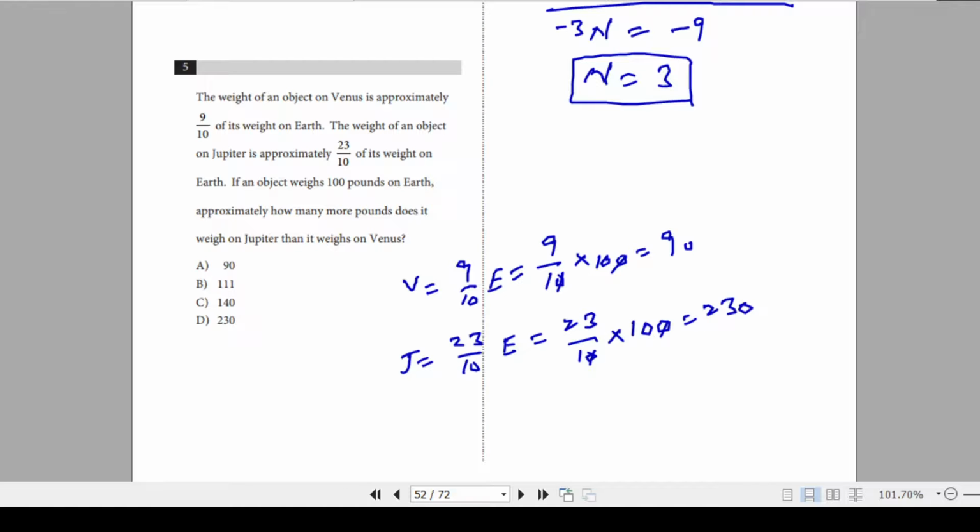Okay, so how much more on Jupiter than Venus? 230 minus 90, and that is 140 pounds more on Jupiter than on Venus. So this C is your answer. Okay, so we already did the sixth question, and this was the fifth question. So pound can be written like this, or this LB is also a sign of pound, but it's just given in the numbers. All right.